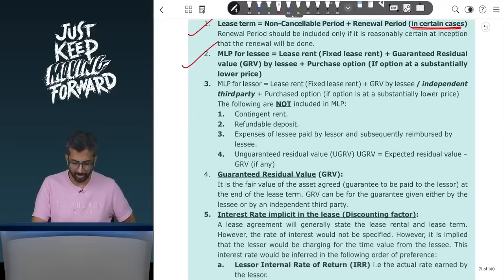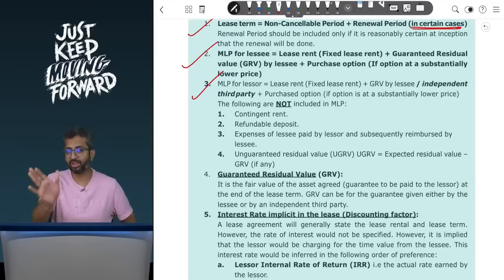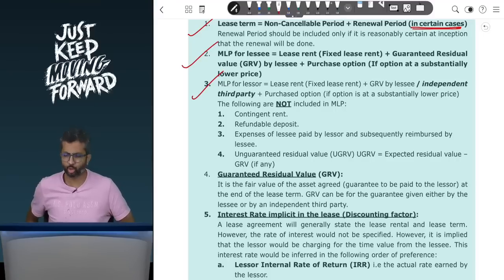So MLP for the lessee and lessor will usually be the same. That is, what the lessee pays is usually what the lessor receives. However, in certain cases, the lessee says, I don't want to pay anything, but the lessor says okay, the lessee will not pay, but I go to someone else and get a guarantee to receive money from someone else. So your MLP for the lessor can include MLP for the lessee plus, let's say, GRV that the lessor is going to get from any independent third party. That can also be taken.